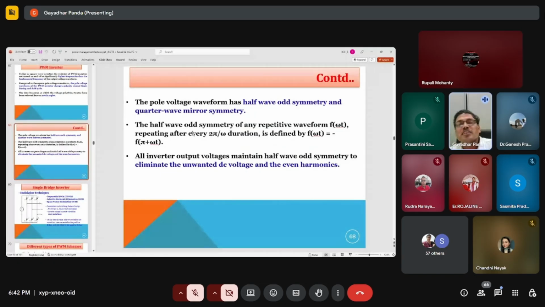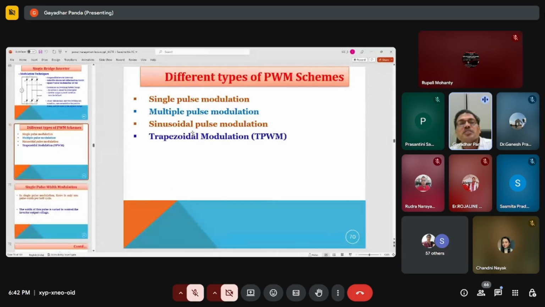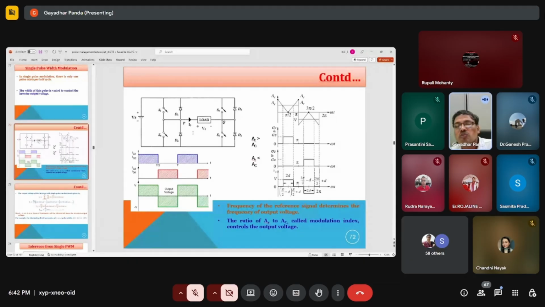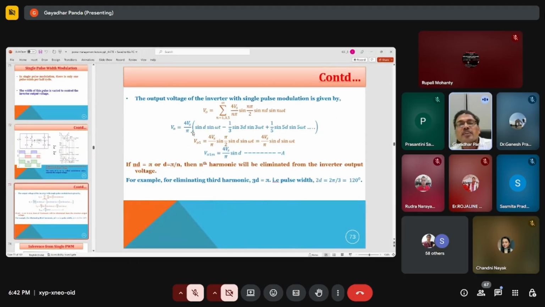Anyhow, this is a three-phase current source inverter, and there are different PWM techniques, each with advantages as well as disadvantages. It will go for the single pulse width modulation. When we analyze it, the harmonic content is more. Then we are jumping towards the multi-level inverter.